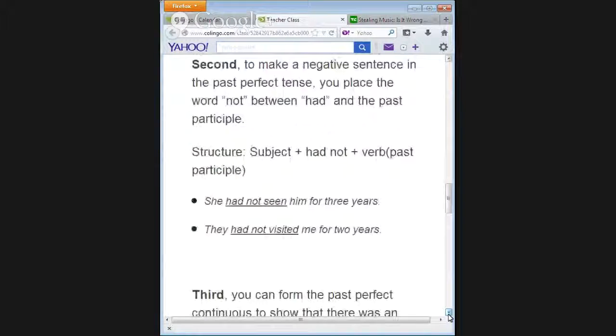Second, to make a negative sentence in the past perfect tense, you place the word not between had and the past participle. Structure: subject plus had not plus verb in the past participle. She had not seen him for 3 years. They had not visited me for 2 years.